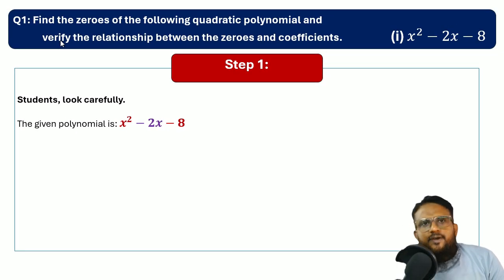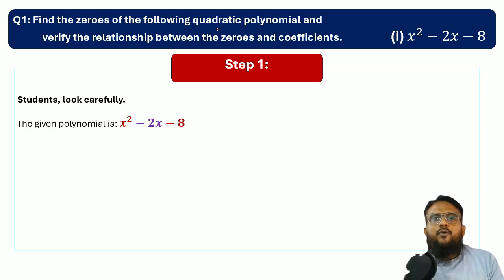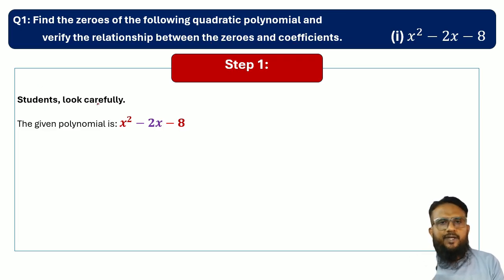See this question. Find the zeros of the following quadratic polynomial and verify the relationship between the zeros and coefficients. Students, look carefully. The given polynomial is x square minus 2x minus 8. The variable in this polynomial is x, and the highest power is 2. On the basis of the highest power, the degree is 2, so that's why it is a quadratic polynomial.